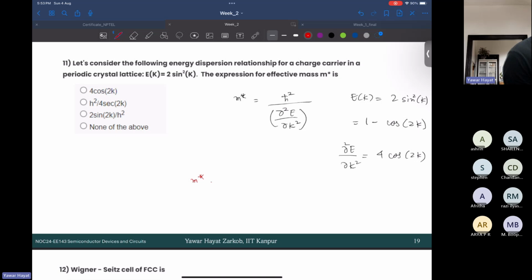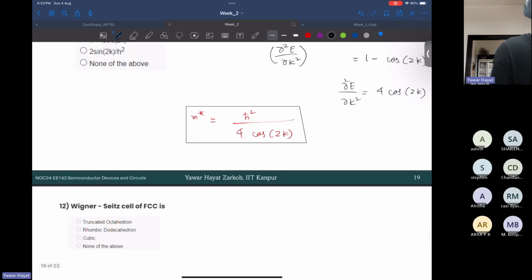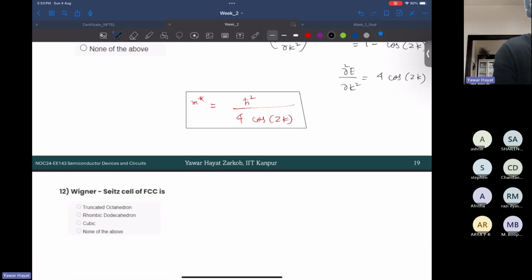So what should be m star now? M star should be equal to your h bar square whole divided by 4 cos of 2k. Okay, this is your answer. Is it fine? Actually, Stephen had already written, I mean, mostly right. Just that the argument of this cos would be 2k, right? It won't be 4k. It would be cos of 2k. Otherwise, his answer was correct, assuming he meant h bar by his h.